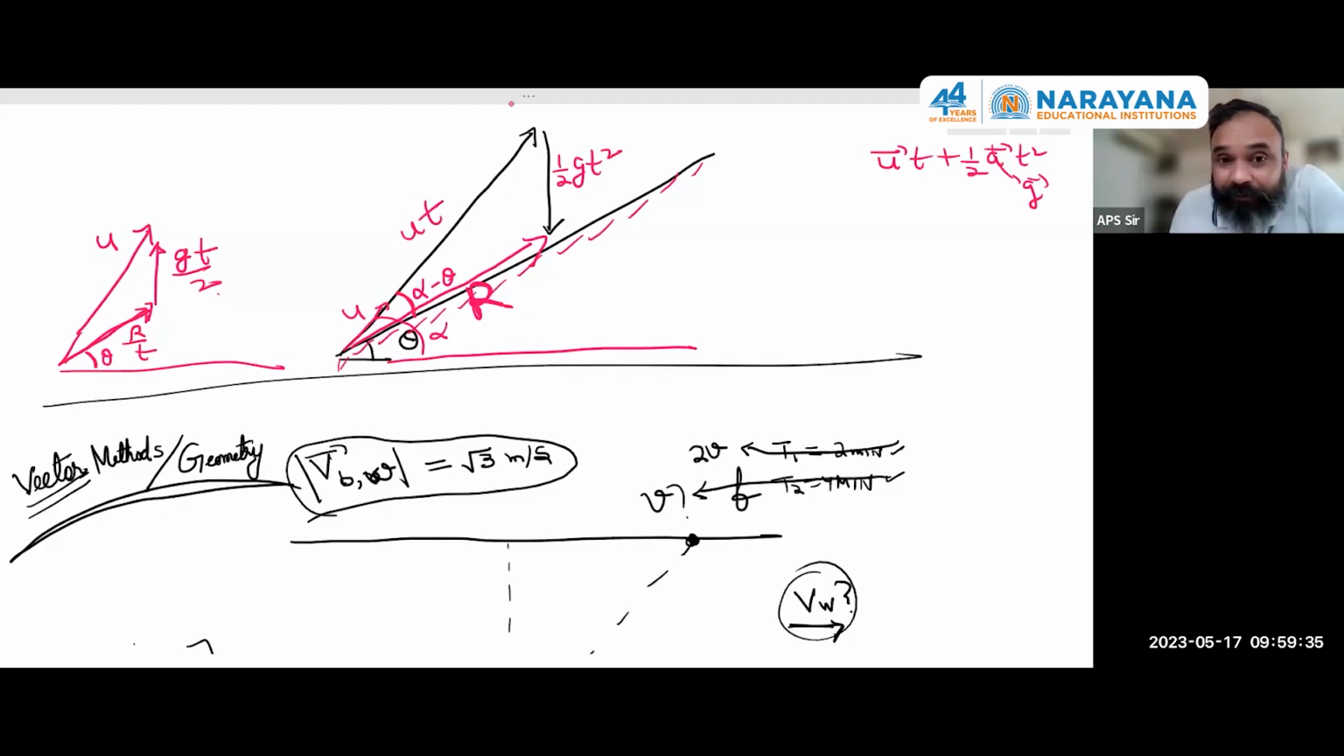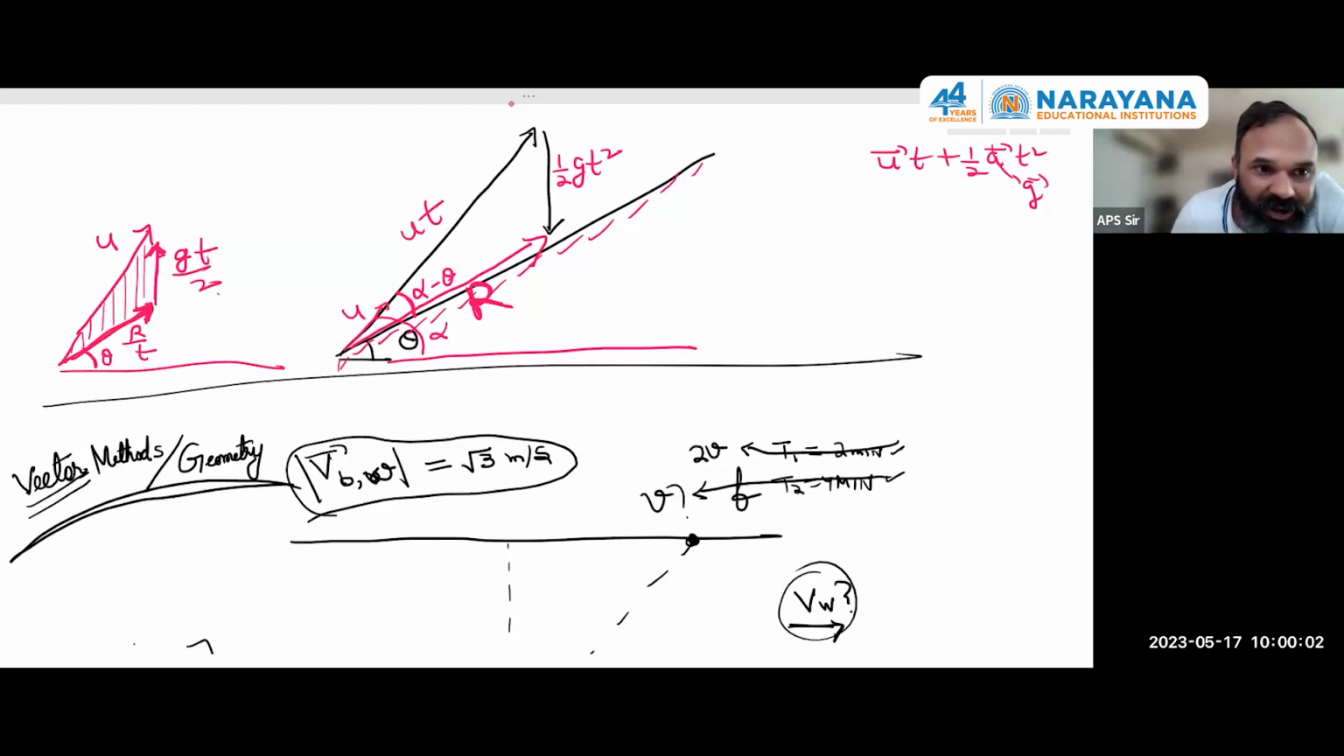Now, he can say, find out a condition when range is maximum. Now, you can understand that range is something which is proportional to the product of this vector and this vector. But the product of these two sides is something which is proportional to the area of this triangle. Area of this triangle.